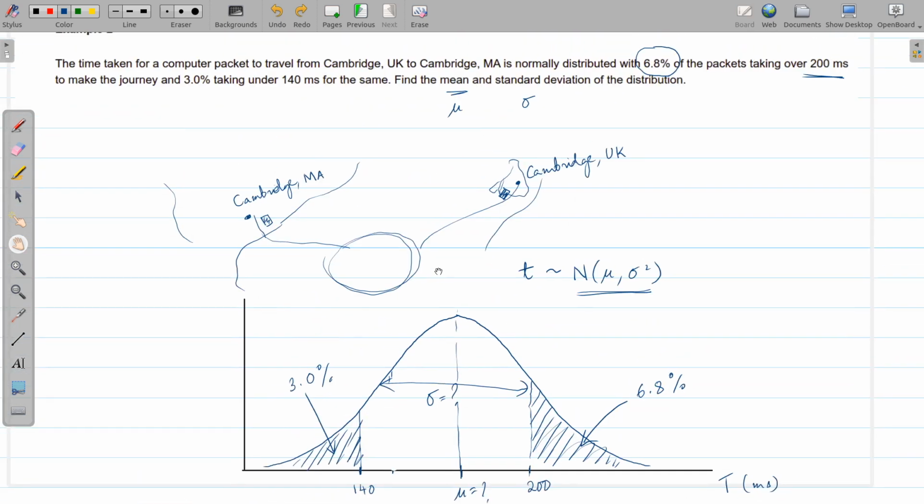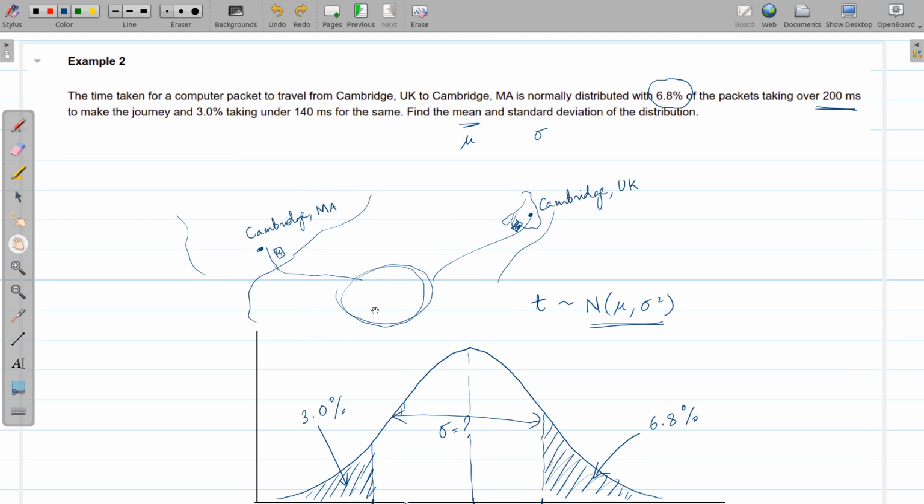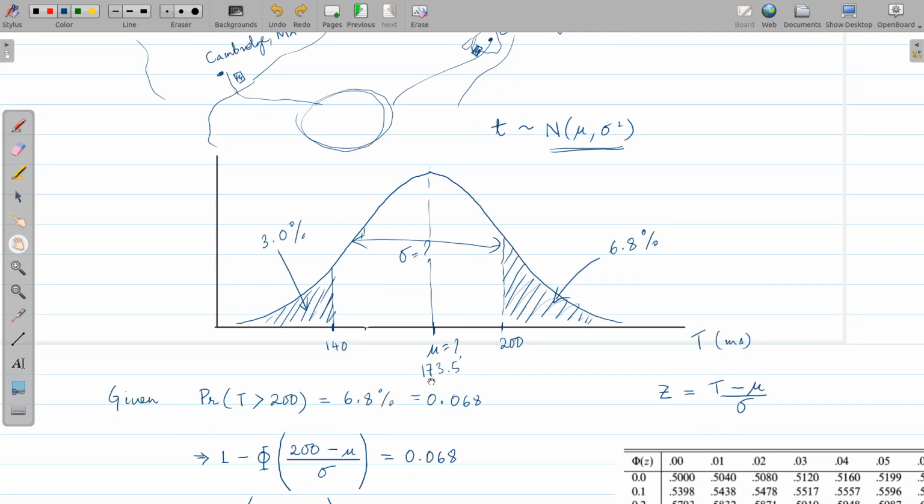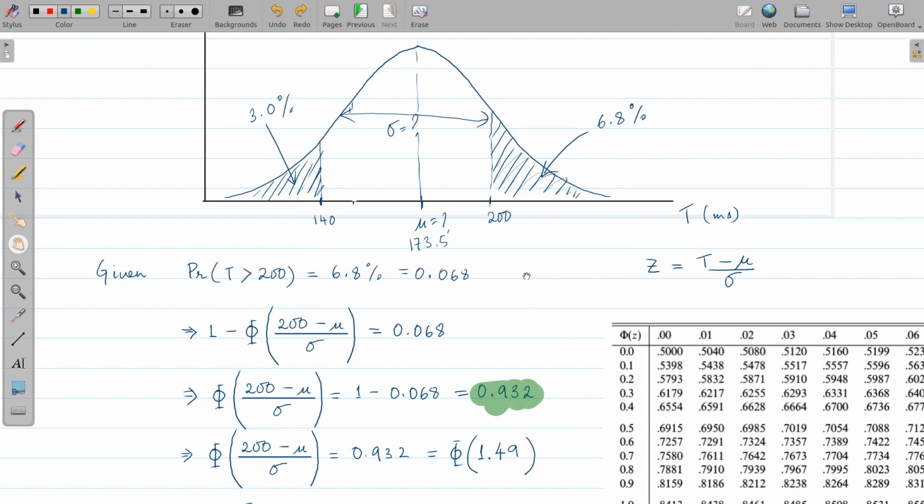So this question could be asked in a different way. Find the mean time taken for the computer packets to travel between these two locations. That will be, mean time will be 173.5.